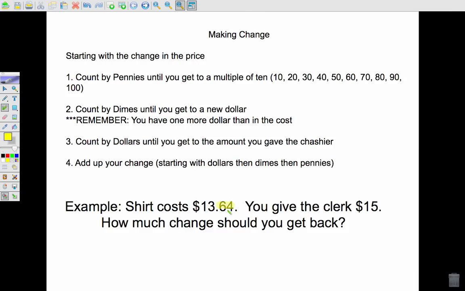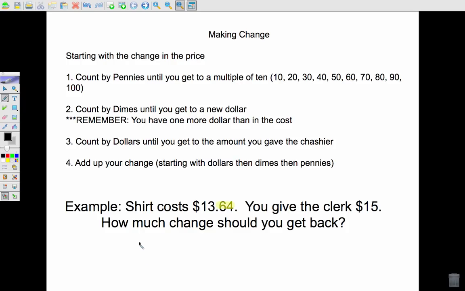price, the 64. Then it says count by pennies until you get to a multiple of 10, until you get to 10, 20, 30, 40, 50, 60, 70, 80, 90, or a dollar. So I'm at 64. I'm going to count by pennies until I get to something that ends in a 0.